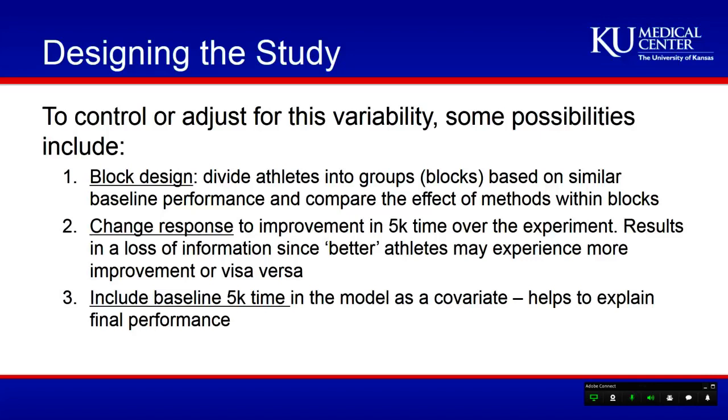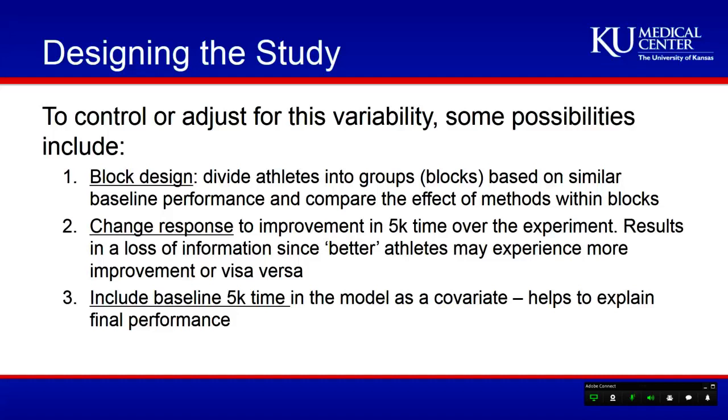So if you're able to measure performance prior to starting the study, then you might divide athletes into different groups based on which athletes have very similar baseline performance. And that allows you to then randomize within the block the different training methods, and then you have an apples to apples comparison, because I don't have all of my really good athletes all in one training method, or all of my really poor athletes in a different training method, which could confound the comparison. So blocking adjusts for this, or accounts for this variability in the design itself.